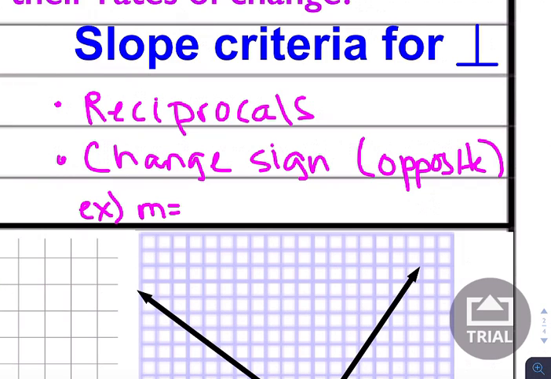And so as far as an example goes, if I have a slope m, recall that is slope, like 2/3, if I want the perpendicular slope, I'm going to have to do two things. One, I'm going to have to reciprocate, and so that's going to turn into 3/2. And the second thing I have to do is change the sign to make it -3/2.